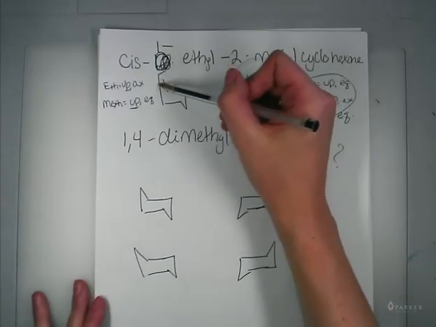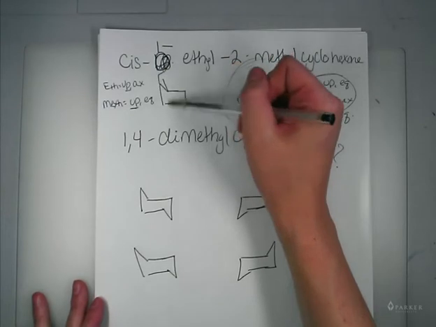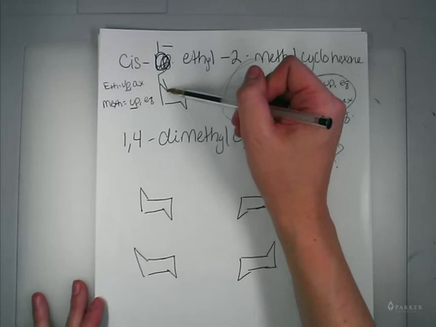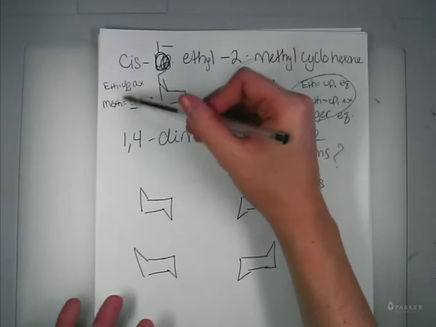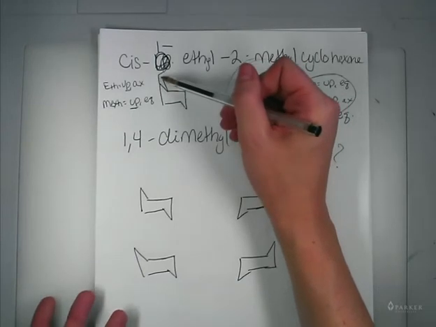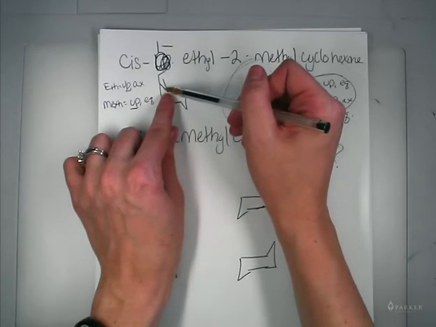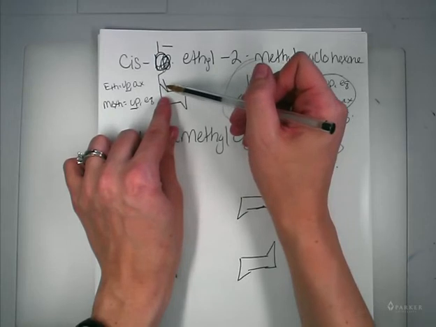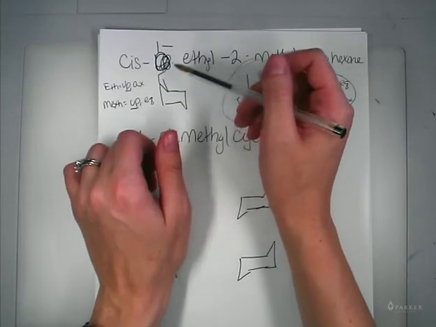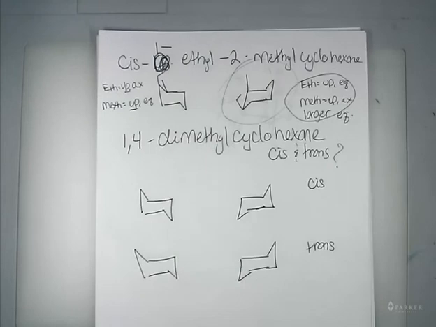Going back to the key, so if I start this one as an up axial, then right here, the next carbon is a down axial. But I have to have this carbon going up because it's cis. If this one's going up, that one has to go up. Correct.